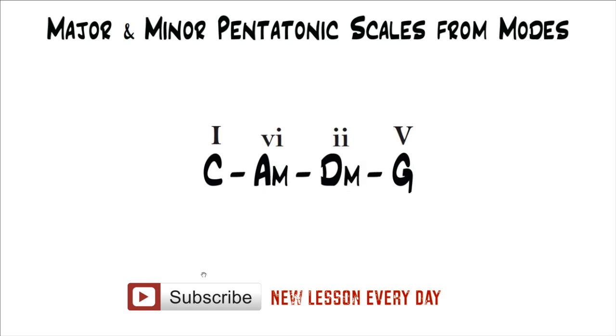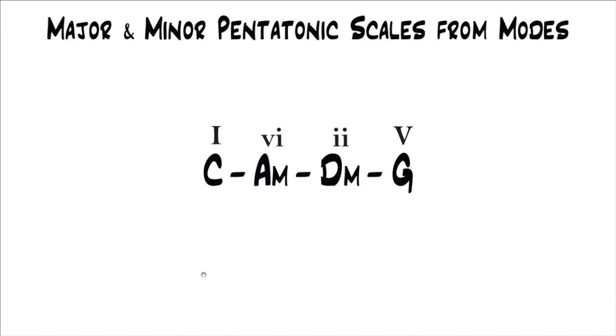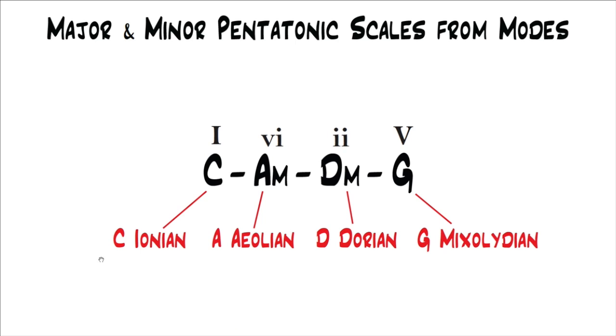So for example, if we go back to this chord progression that we've talked about a lot, which is in the key of C, 1, 6, 2, 5. Before, when I was talking about soloing with the modes, I told you to think about C Ionian over the first chord, A Aeolian over the second, D Dorian over the third chord, and G Mixolydian over the 4th chord.